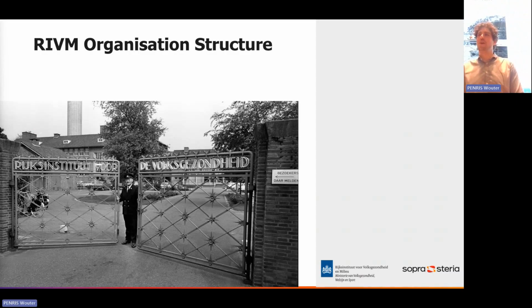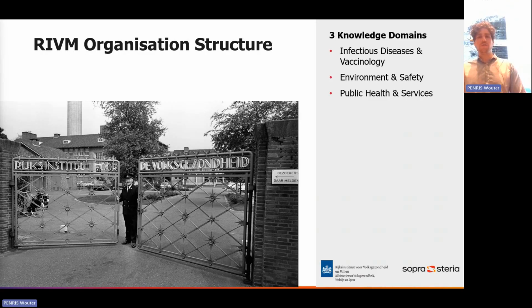The RIVM can be a quite complex organization, especially for me. I started 3 months ago, so I'm still figuring out how everything works. But from a very high-level perspective, it's divided in knowledge domains, and also there are executive domains, and there are some general departments. So first of all, we have 3 main knowledge domains. So these are domains in which the RIVM are experts and they should know the most about this.